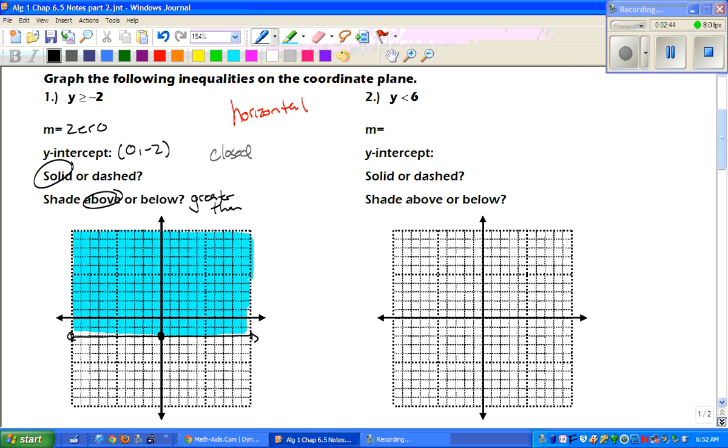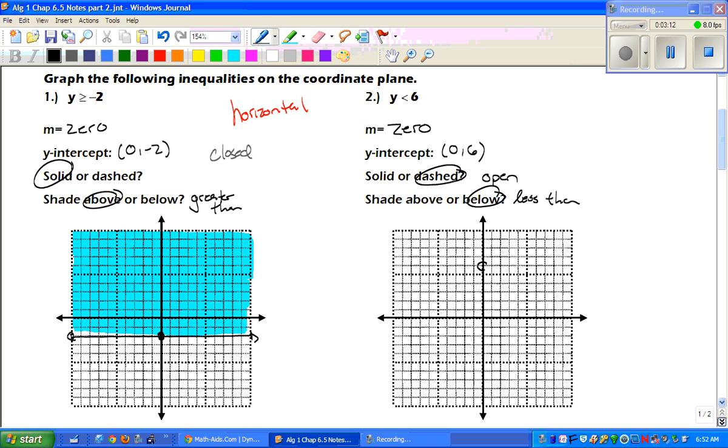Y is less than 6. Slopes of horizontal lines are 0. The y-intercept is 0, 6. Is it open or closed? It's an open circle, which means we're going to have a dashed line. And do we shade above or below? Well, that's the less than symbol, so we have to shade below.